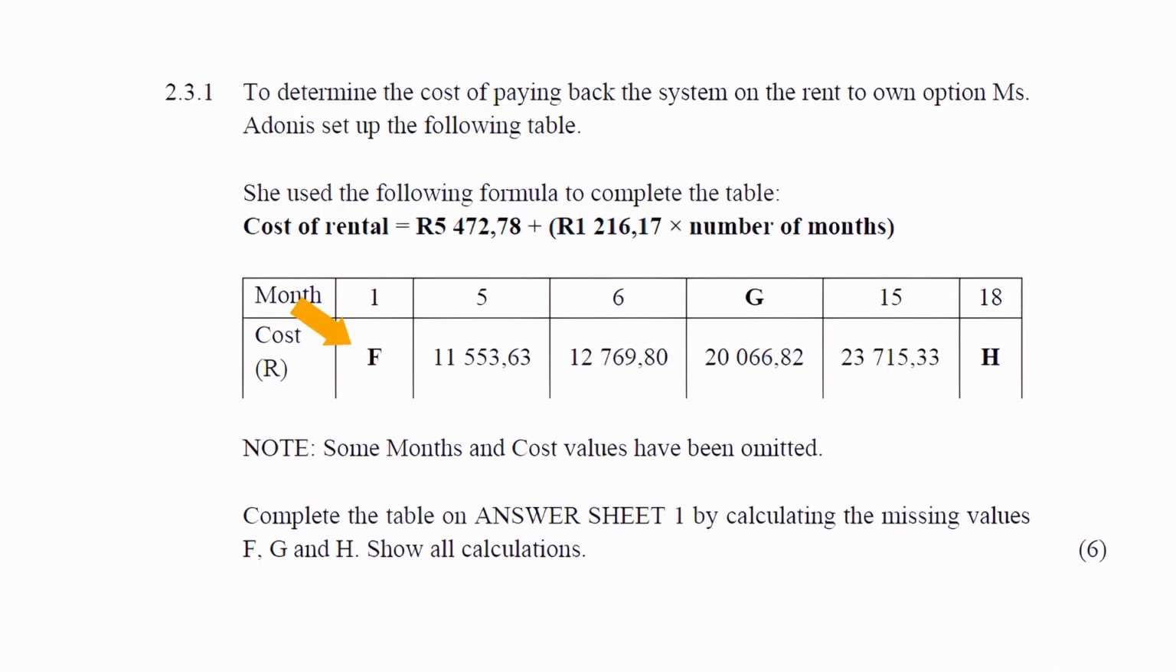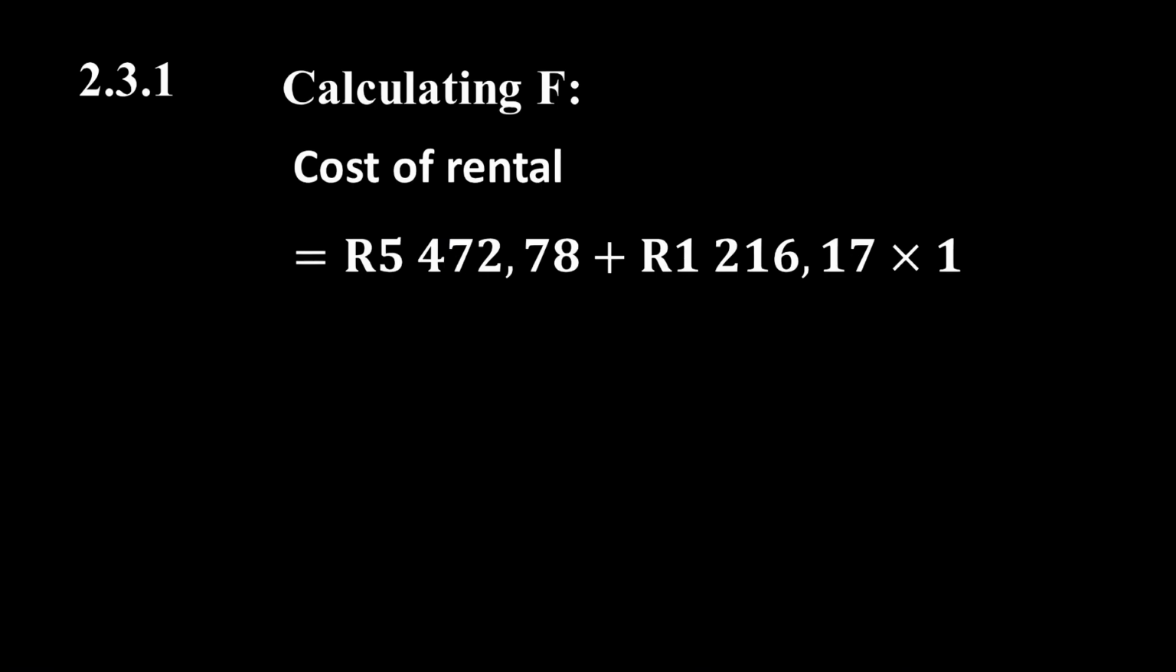Now we start by calculating F, which is the total amount paid for renting the solar power system for 1 month. Substituting 1 for the number of months into the formula for the cost of rental will give us R5,472.78 plus R1,216.17 multiplied by 1. Simplifying this equation will give us the value for F of R6,688.95.